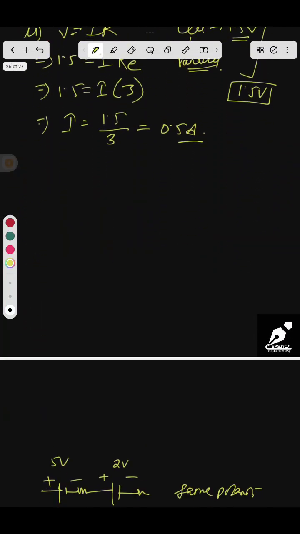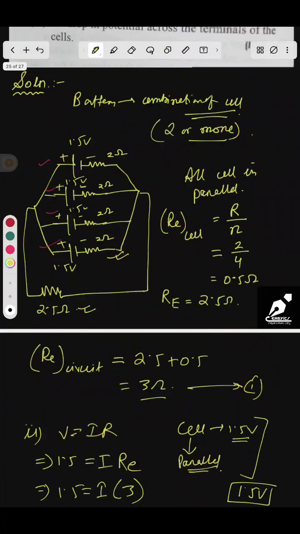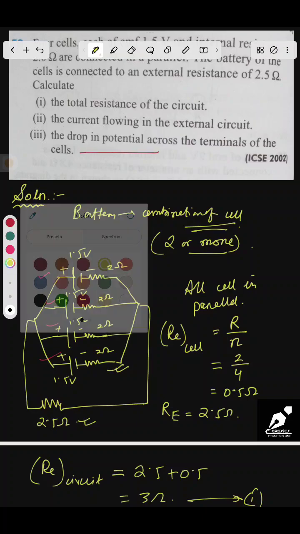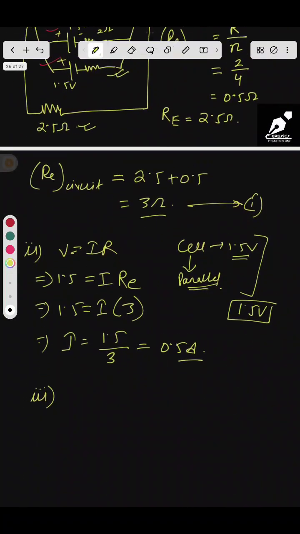Third and the last part of the question. The drop in the potential across the terminals of the cell. Because all the cells are in parallel, the drop in potential of the entire cell structure is equal to the drop in potential of a single cell only. The drop in potential across the terminals of all cells will be equal. Let us calculate for one.